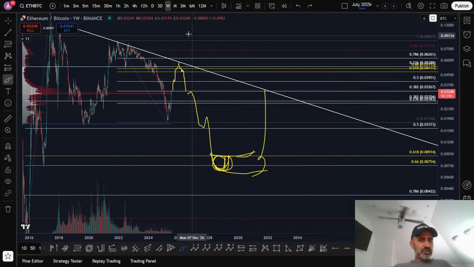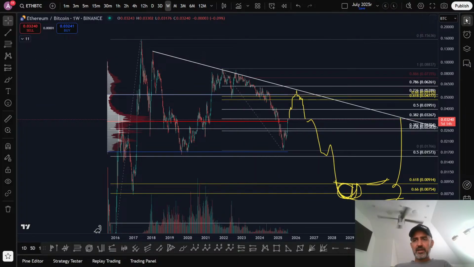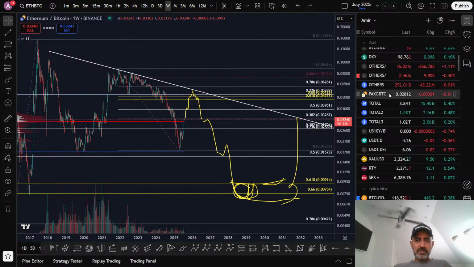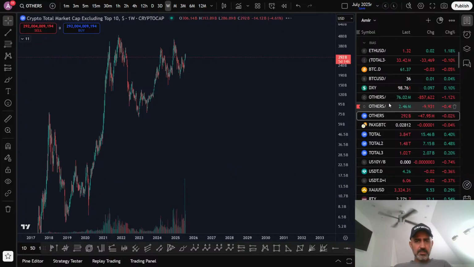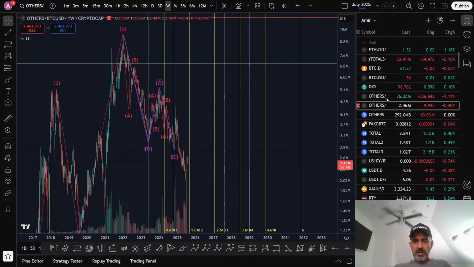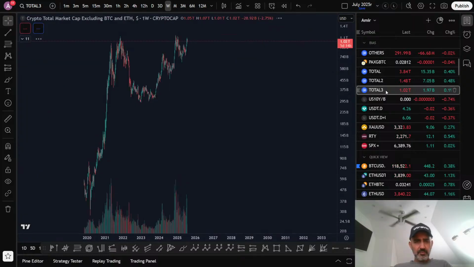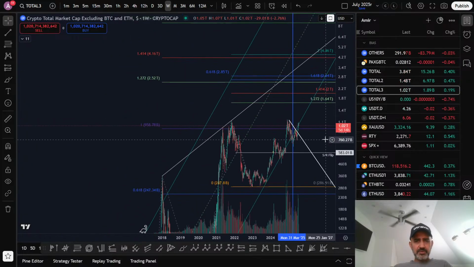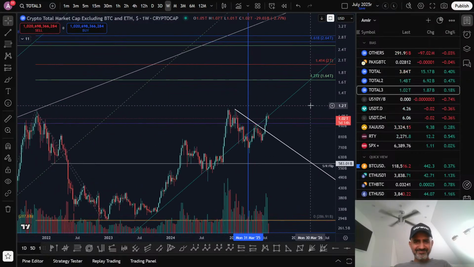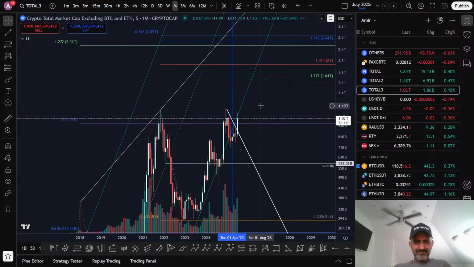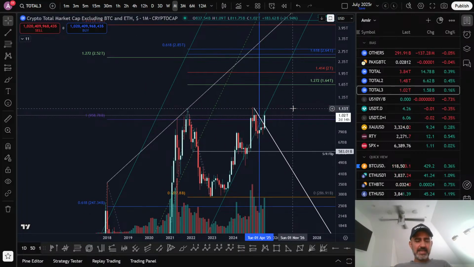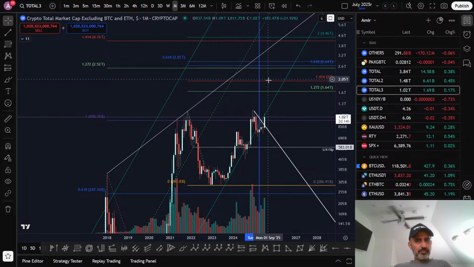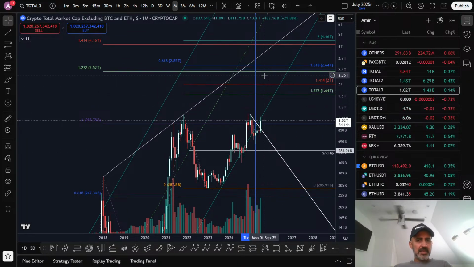So things are changing, huh? Like everything's changing right now. BTC looks strong, and what we want to see is the total market cap grow. Let's have a look at this one. This is total market cap minus BTC and ETH. This is the one we need. We need a little breakout moment, and I've got some higher targets.